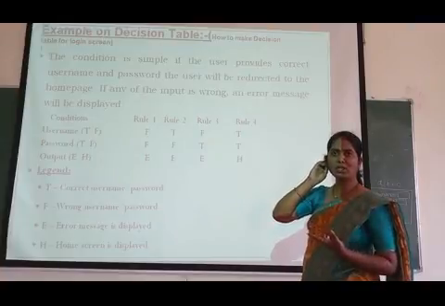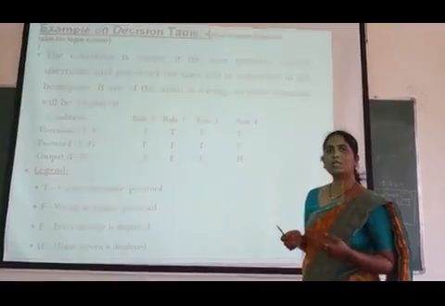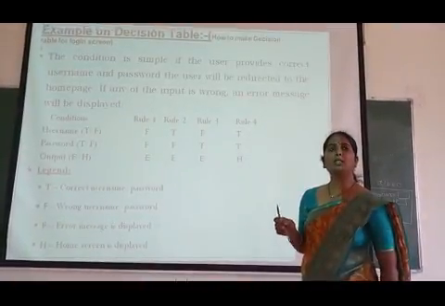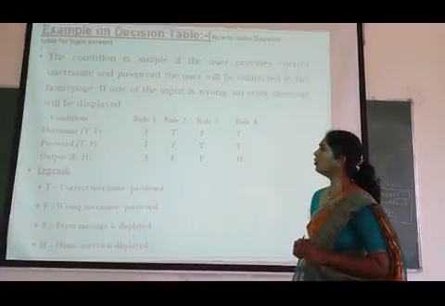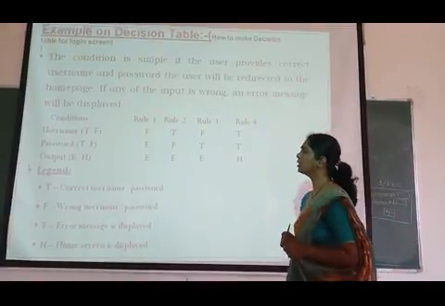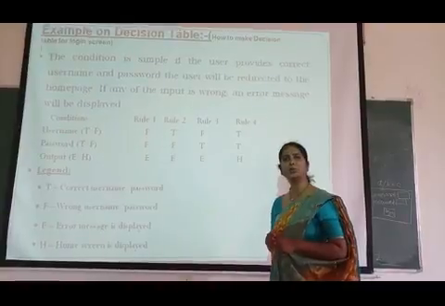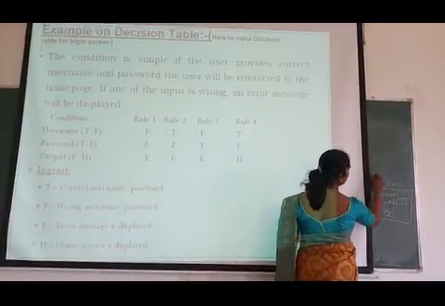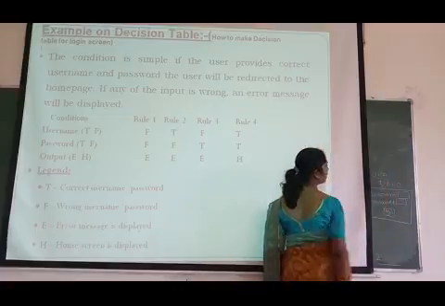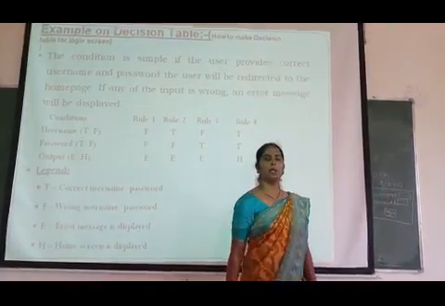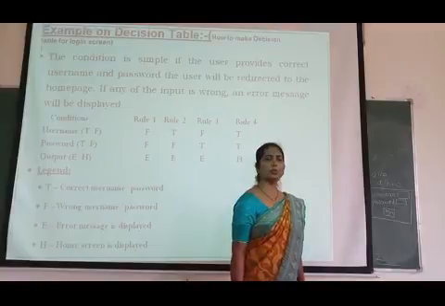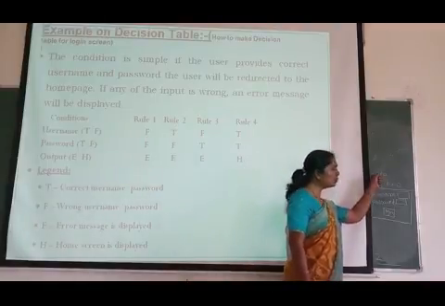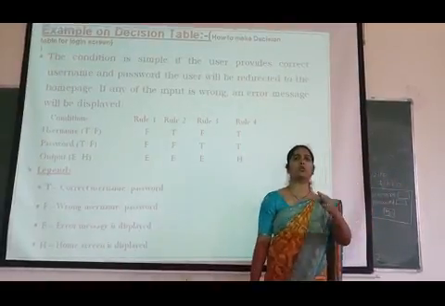So when such a condition is there, what do we need to design? We need to design a decision table. When we want to design a decision table, first consider how many inputs we have. There are 2 inputs. Now, with 2 inputs, we need to consider the 4 combinations of them.